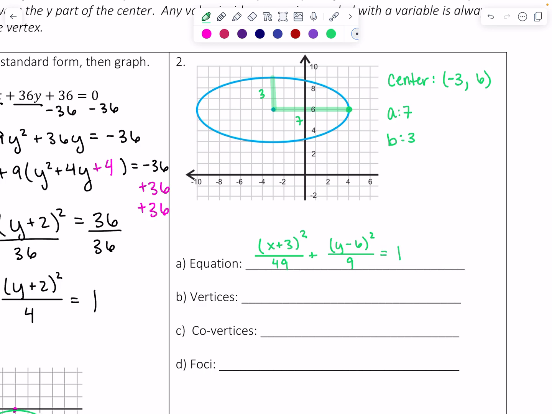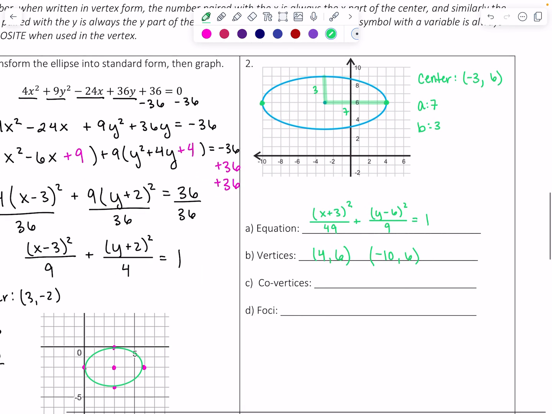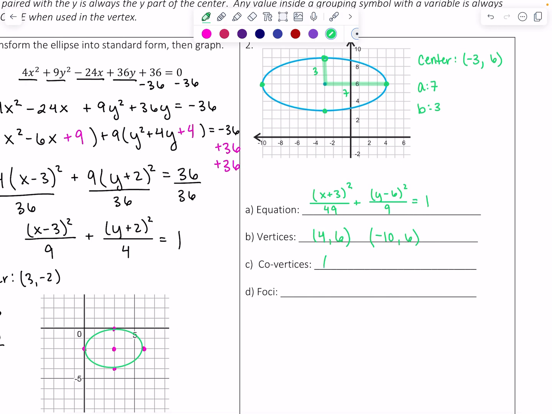Our vertices are going to be at the major axis ends here, so we're going to go ahead and say that our vertices are at the points 4, 6, sorry, I'm having trouble with 4, 6, and also negative 10, 6. And then our co-vertices are going to go ahead and be at our minor axis, so right here and here. So we have the points negative 3, 3, and negative 3, 9 for those.